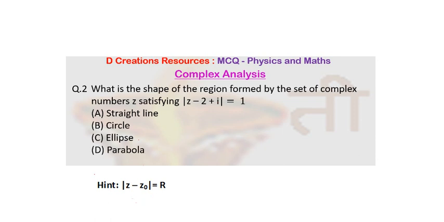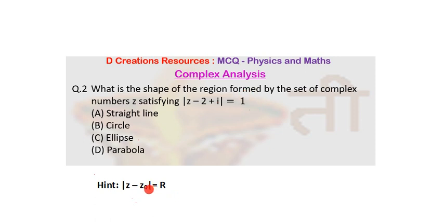So try to look at the expression in the question. Mod of z minus 2 plus i is equal to 1. Now if you compare it directly to mod of z minus z0 is equal to r, you can see that it's basically a circle. But let us not stop at this point. We know that the answer is circle, but let us also try to visualize this particular circle. So what is the radius? It's clear. Radius is 1.